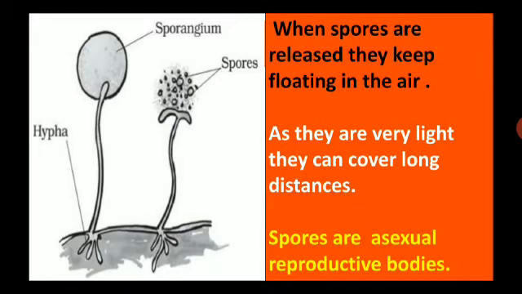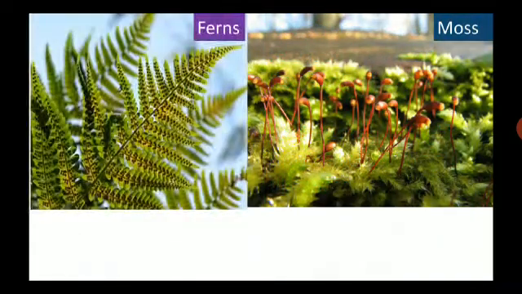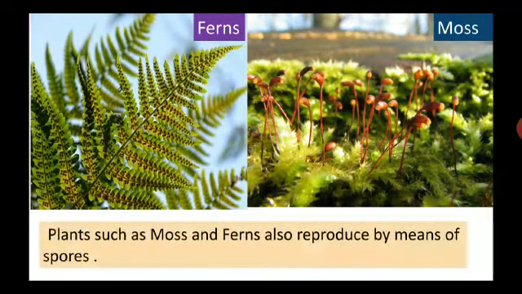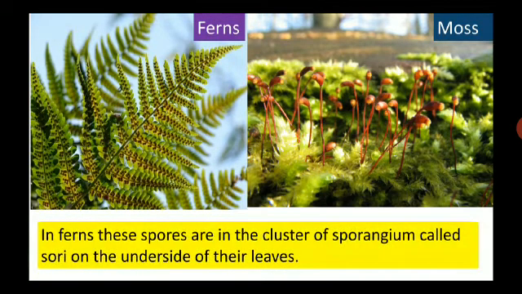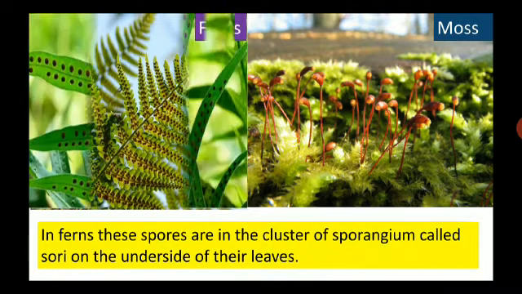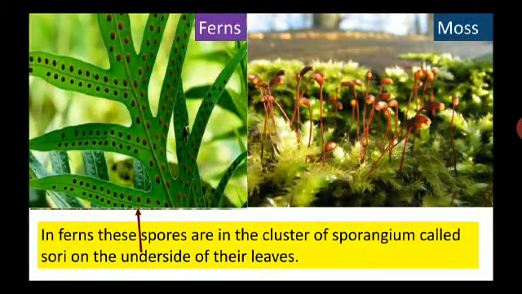When spores are released, they keep floating in the air. As they are very light, they can cover long distances. Spores are asexual reproductive bodies. Plants such as moss and ferns also reproduce by means of spores. In ferns, these spores are in clusters of sporangia called sori on the underside of their leaves. Here you can see in the picture, on the underside of the leaf, the very minute black colour patches. These are actually sori.